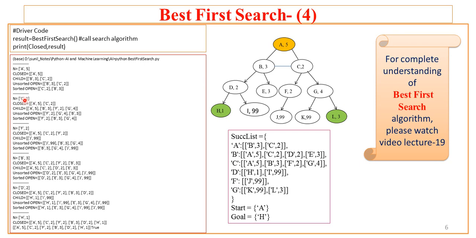In the next iteration, it will pick the front node from the open. So open has C and B. So C is picked, that is removed from the open. So open will have only B. Now this current node is appended to the close. So close has two nodes A and C. That means we started with A and now we are at C. So nodes visited so far are A and C.